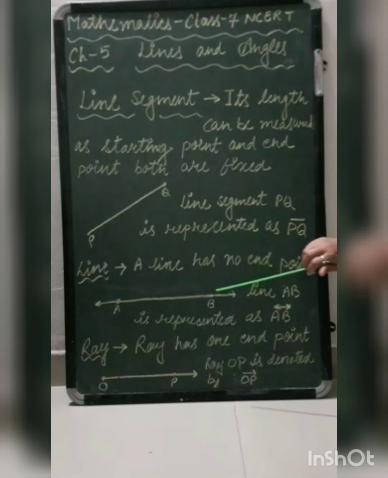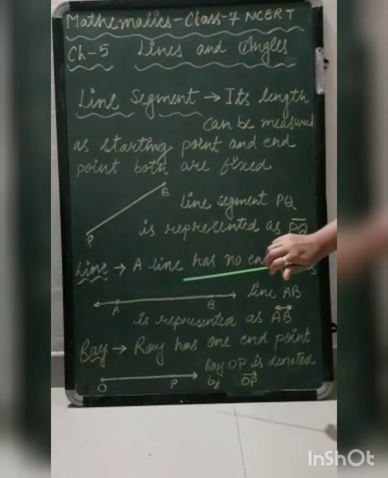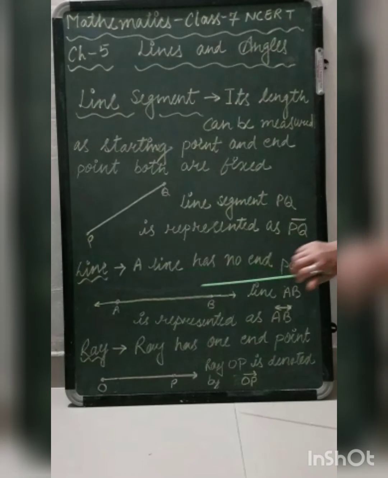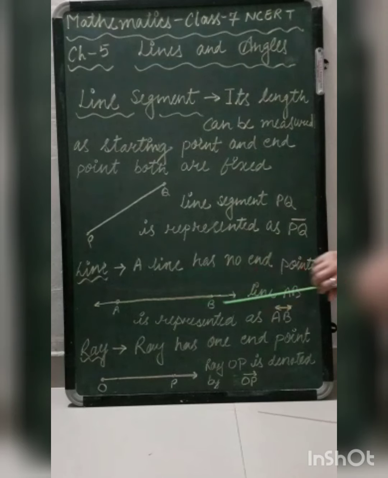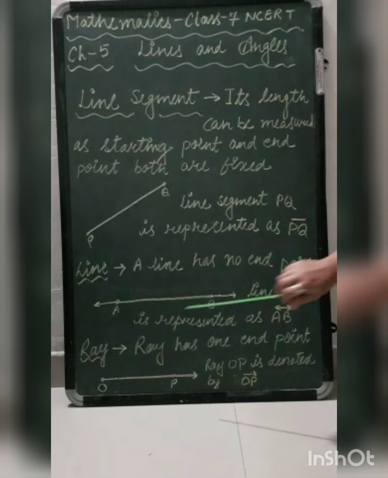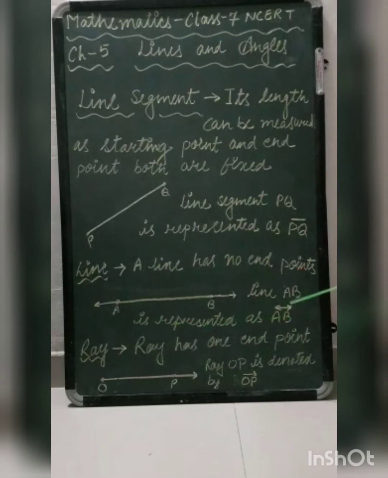Now come here for the next definition. It is a line. A line has no end point. You can see the figure. And symbolically, line AB is represented as AB with this mark above it, right?